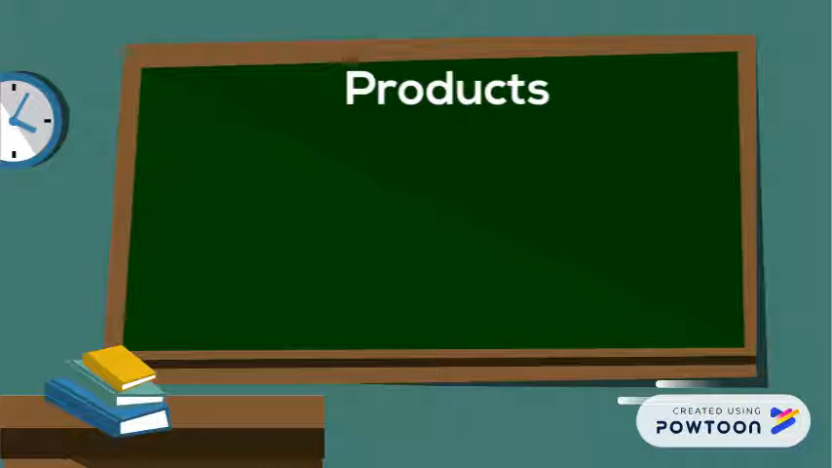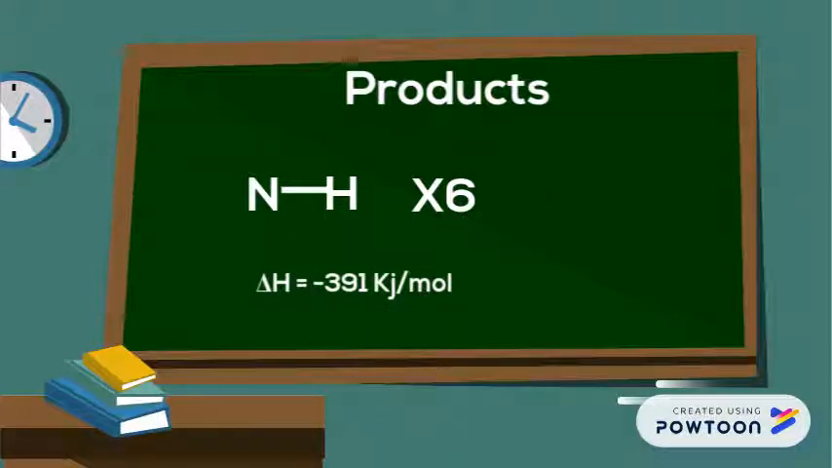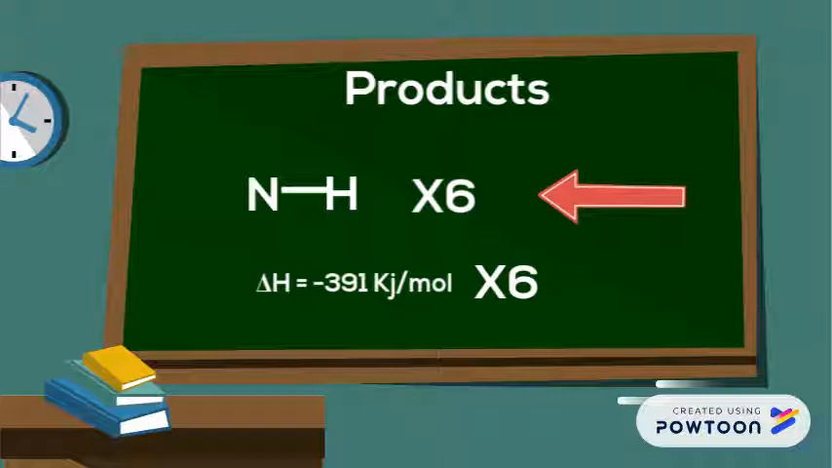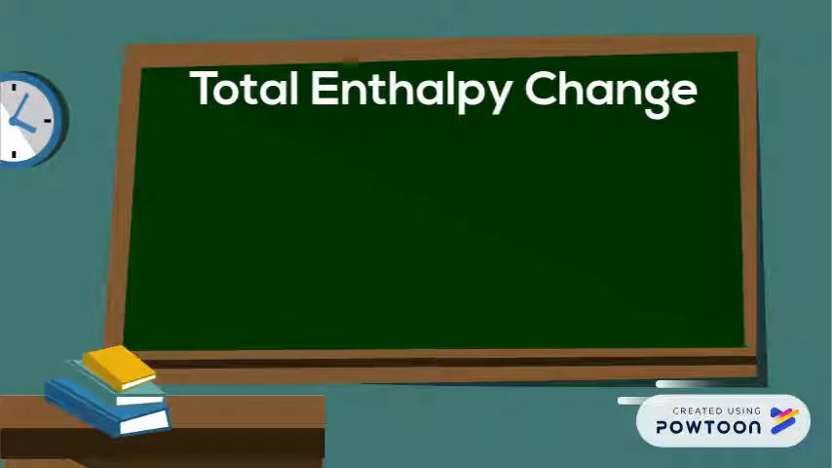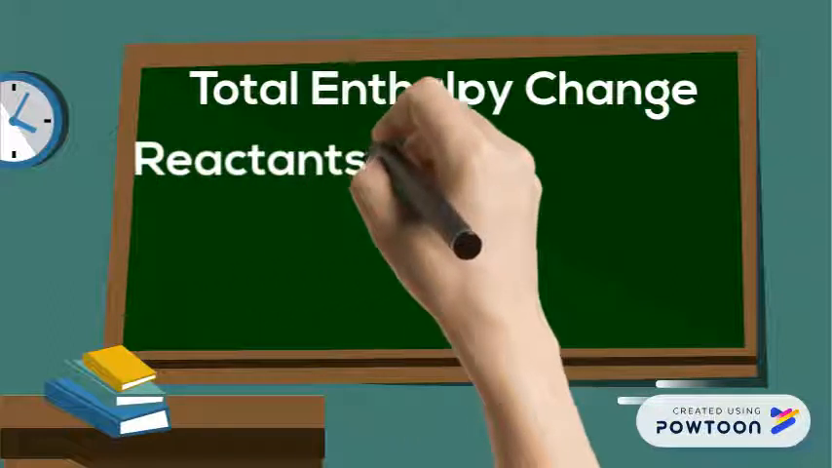When looking at the product side of this reaction, we're forming 6 moles worth of nitrogen-hydrogen bonds. The bond energy for this is 391 kilojoules per mole. In performing these calculations, it's important to realize that the formation of a chemical bond is an exothermic event. As a result, the bond energy for this reaction is negative 391 kilojoules. As we are forming 6 moles of nitrogen-hydrogen bonds, we multiply this value of negative 391 kilojoules by 6 to give negative 2,346 kilojoules.